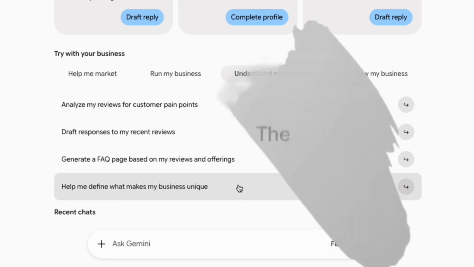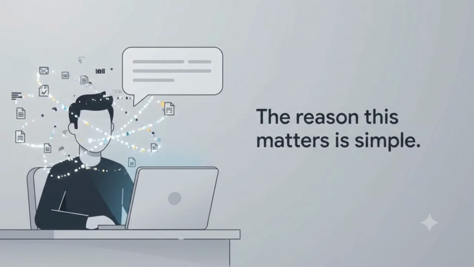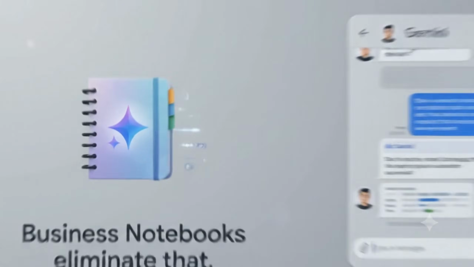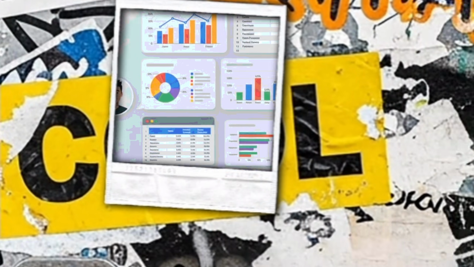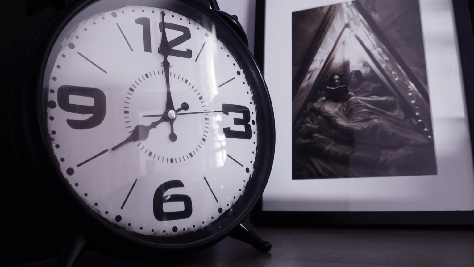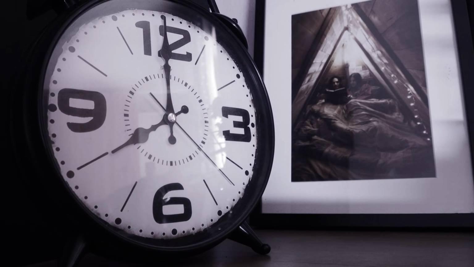The reason this matters is simple. One of the biggest time drains in using AI for real work is re-explaining your situation from scratch every single time you open a new chat. Business notebooks eliminate that. The context is already loaded in, so you stop spending time catching Gemini up and start actually getting the work done.